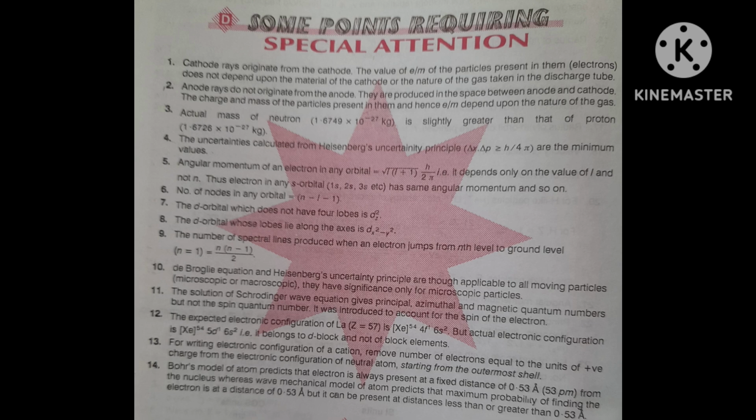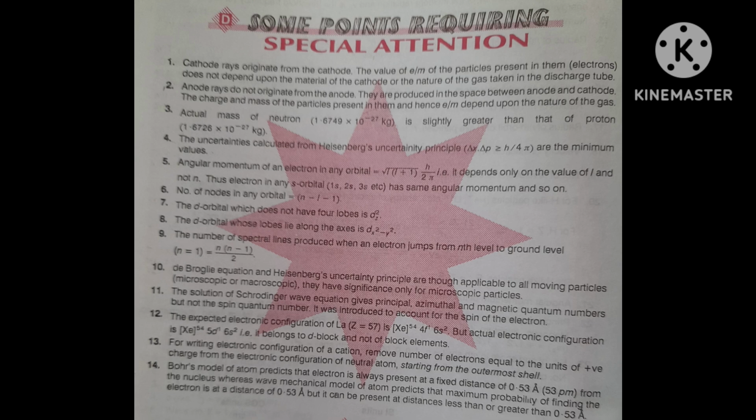Now, a very, very important point, nodes. Number of nodes in any orbital, where the possibility of finding an electron is 0. Remember, the number of nodes in any orbital is equal to n − l − 1, where small n is the orbit number. That is the number of nodes in any orbital.